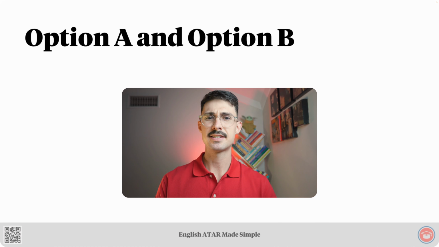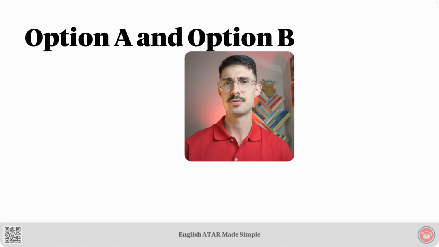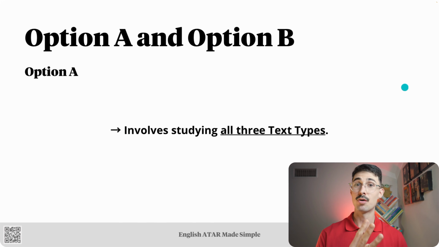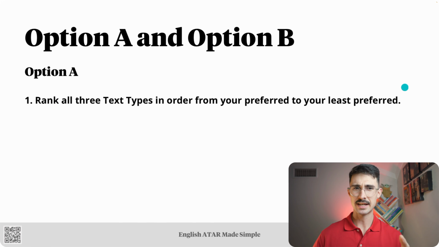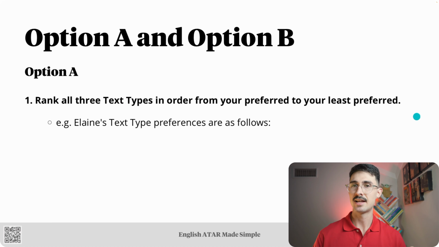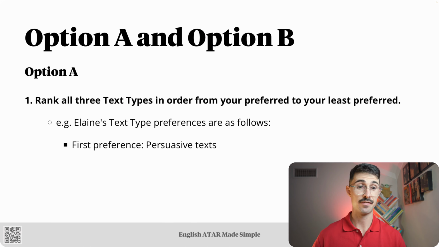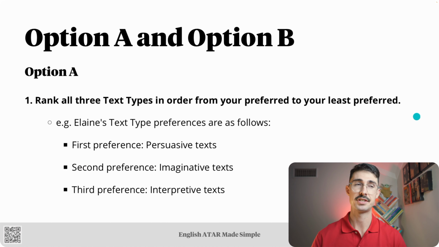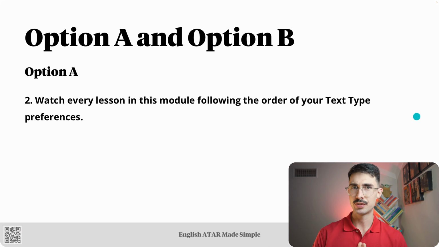Bearing that in mind, let's discuss these options, Option A and Option B. Each option represents a different way to complete this module and study for the composing section. Option A involves studying all 3 text types. Studying all 3 text types means, firstly, you will rank all 3 text types in order from your preferred to least preferred. For instance, let's say Elaine has the following text type preferences. Her first preference is persuasive texts, next preference is imaginative texts, and the third preference is interpretive texts. Once you have ranked your text types, you'll then watch every lesson in this module following the order of your text type preferences.